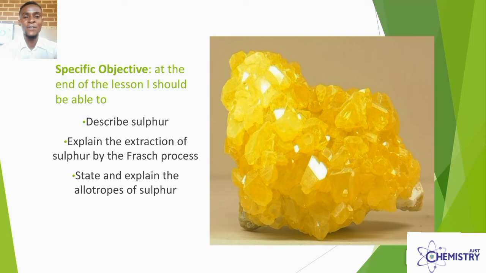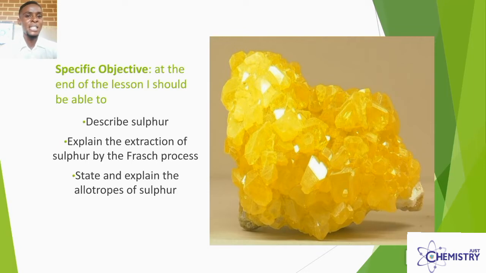Specific objectives for this lesson: at the end of the day, you should be able to describe sulfur. In regards to description of sulfur, we talk about the group. You should tell me what group sulfur belongs to, the period it belongs to, its color, its symbol, atomic number, electron configuration, oxidation number, and the rest of it.